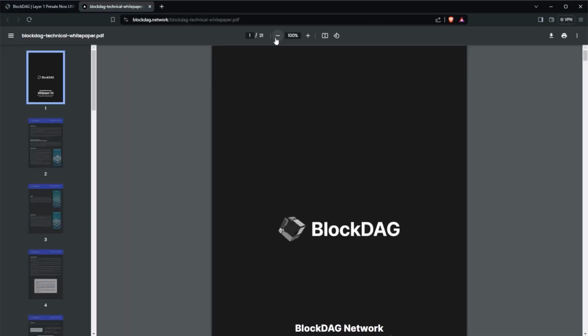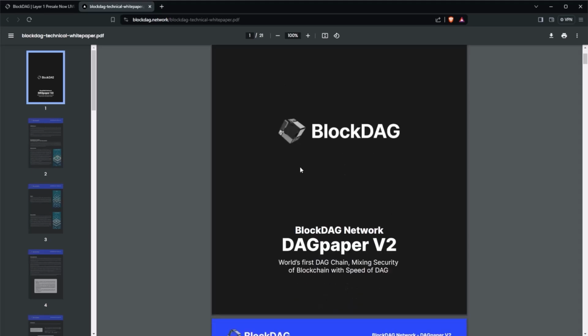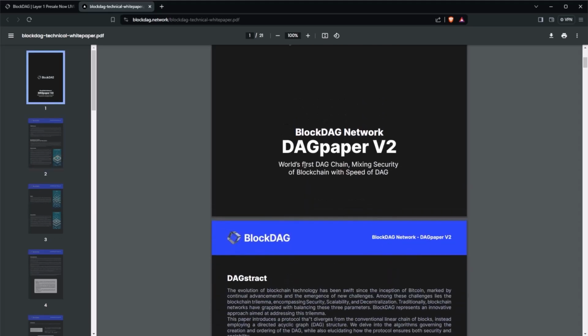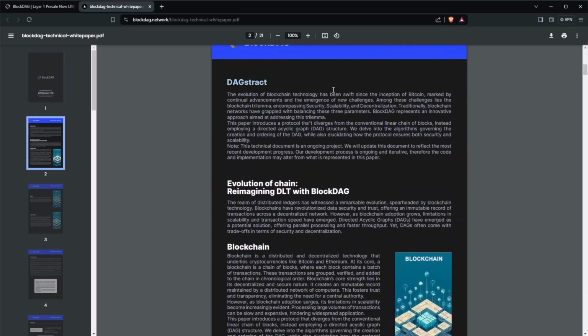So the DAG paper, of course, a pun on a technical white paper. This is where you get a real in-depth look at the BlockDAG ecosystem. So the BlockDAG network DAG paper V2, the world's first DAG chain, mixed security of blockchain with speed of DAG. So DAGstraction, the evolution of blockchain has been swift since Bitcoin, of course.